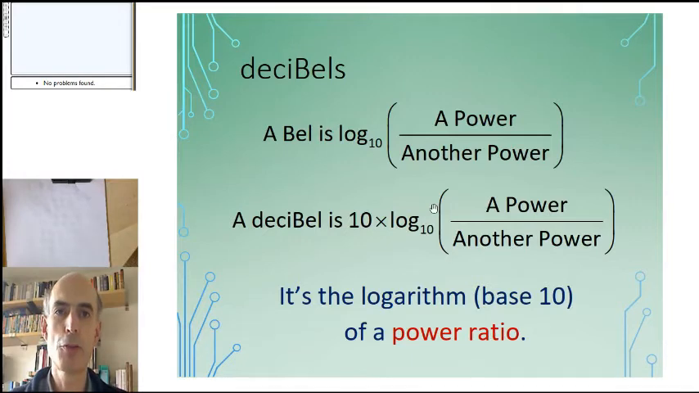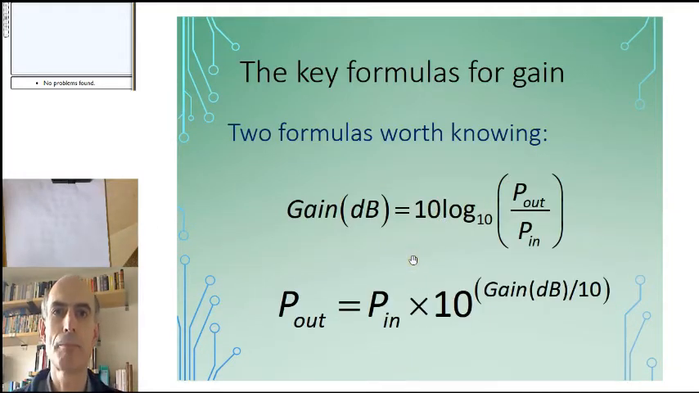There are two formulas which are fundamental to decibels. These are they. The first one is how to work out the gain in decibels given the power out and the power in. The second one is how to work out the power out in terms of the power in if you were told the gain in decibels. And you can derive one of these formulas from the other one quite readily. Perhaps I should do a quick example.